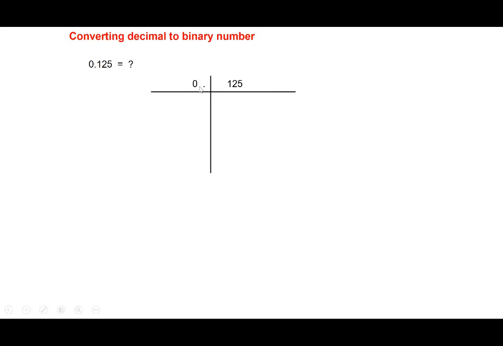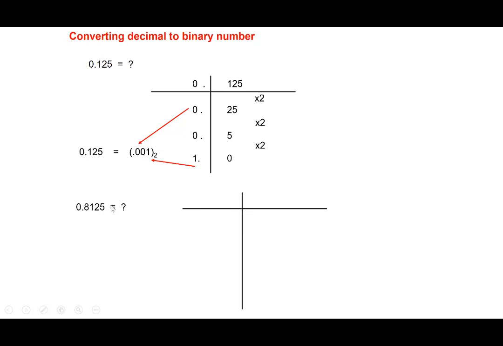So start with 0.125. Multiply by 2, you get 0.25, so you get 0 here. Multiply by 2, you get 0.5, and you again get 0 here. Multiply by 2, you get 0 here, and you get 1 here, right? So what is the number? The number is 0, 0, 1. This is the first bit, and this is the last bit, 1 here.